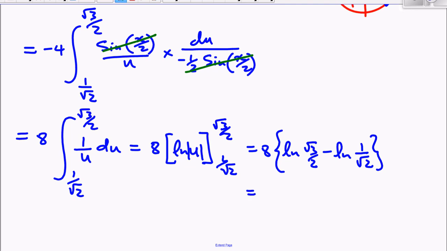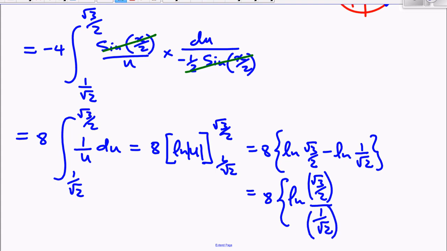Now, applying laws of logarithms, this is equal to 8 ln of root 3 over 2 divided by 1 over root 2. This will be equal to 8 ln root 6 over 2.